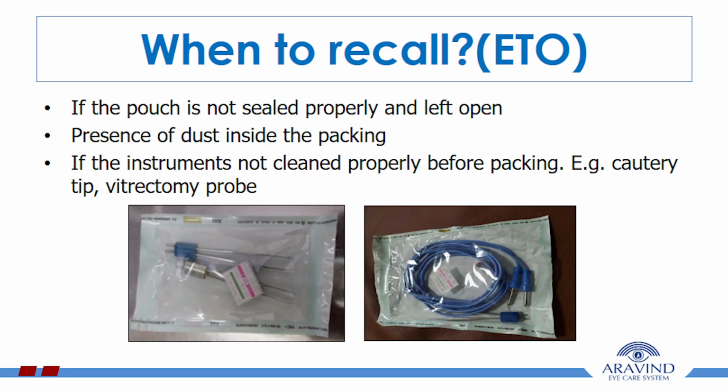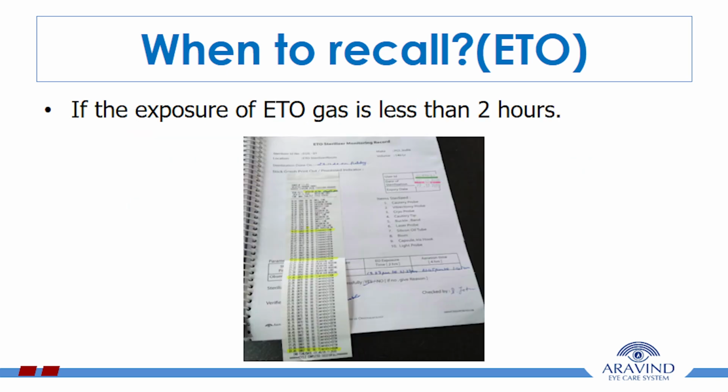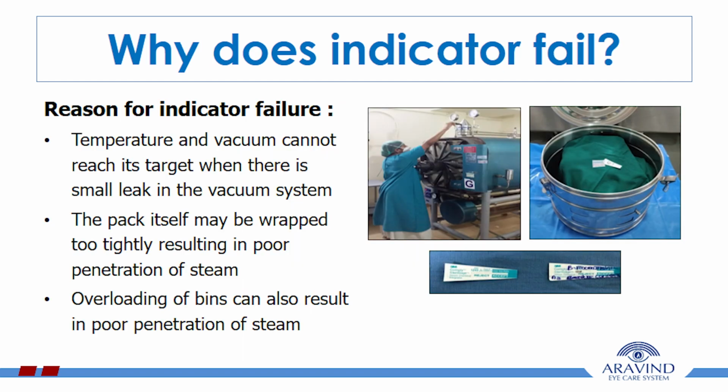When to recall? When there is no complete change in the color of the indicator, if the pouch is not sealed properly and left open, presence of dust inside the packing, if the instruments are not cleaned properly before packing, for example, your cautery tip and your vitrectomy probe, and if the exposure to ETO gas is less than 2 hours.